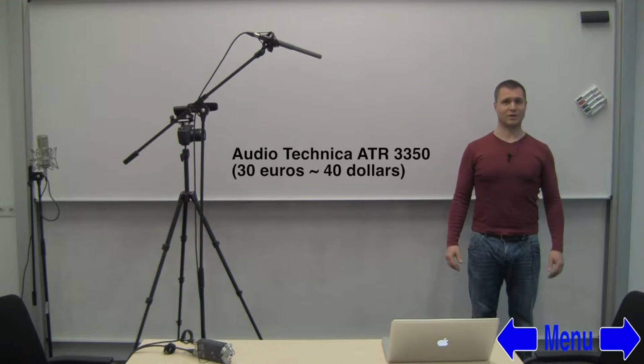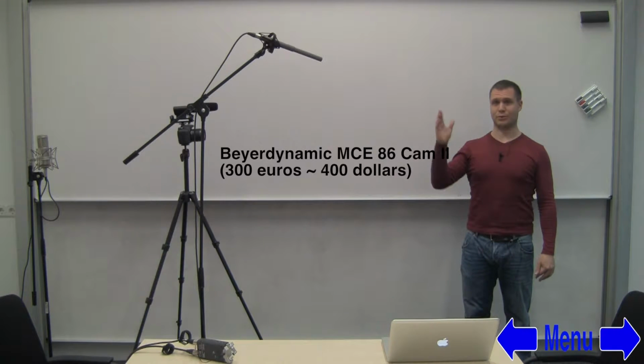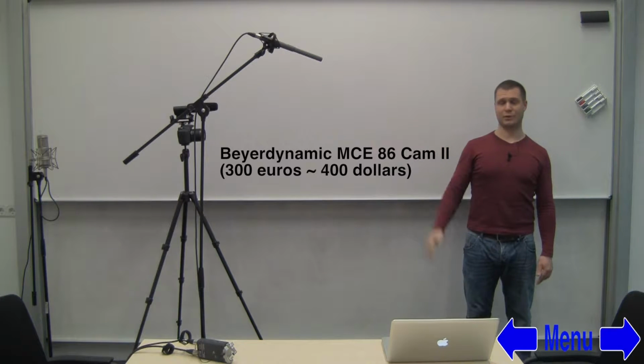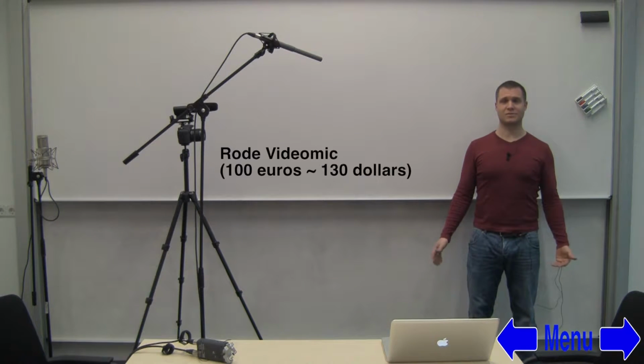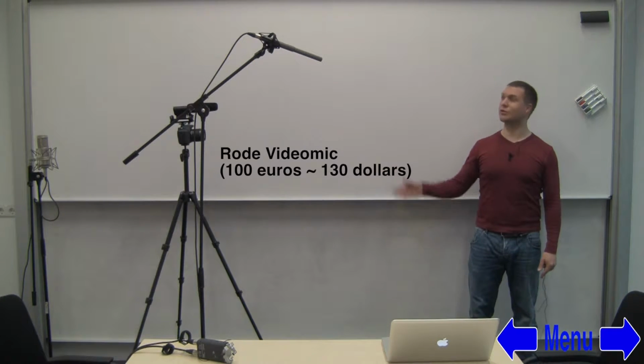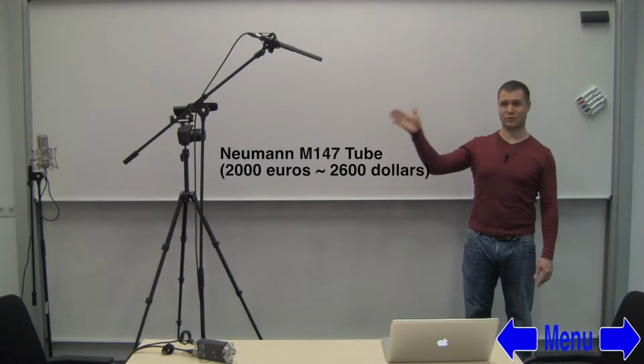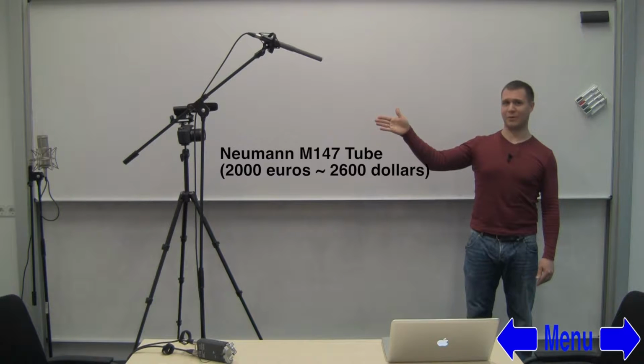So what do these microphones sound like in reality? This is me recording into a €30 condenser lavalier mic attached to my shirt. This is me recording into a €300 shotgun mic about 1.5 meters or 5 feet away from my mouth. This is me recording into the €100 Rode VideoMic Pro about 2 meters or 7 feet away from my mouth. This is me recording into a €2,000 studio mic about 3 meters or 10 feet away from my mouth.